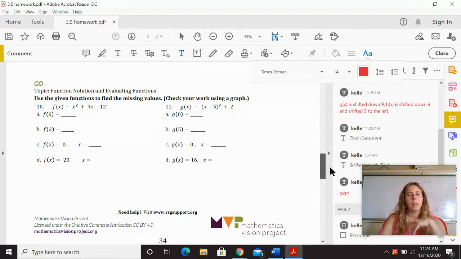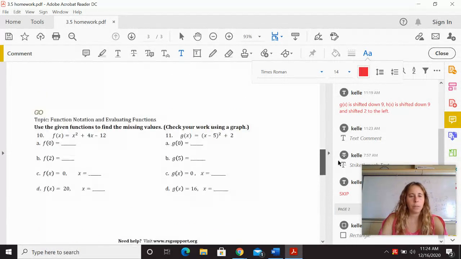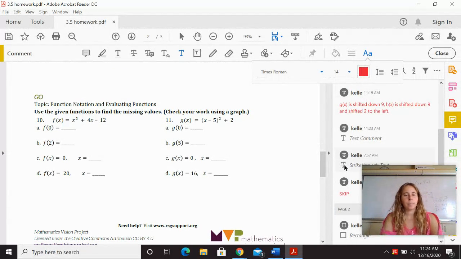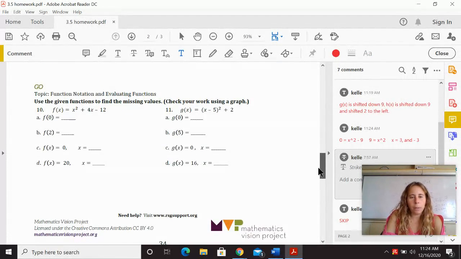Here we go. 10 through 15. Use the given functions to find the missing values. Check your work using a graph. When it says check your work using a graph, you can use Desmos to graph them. If you want to graph them by hand, feel free, but you don't need to.